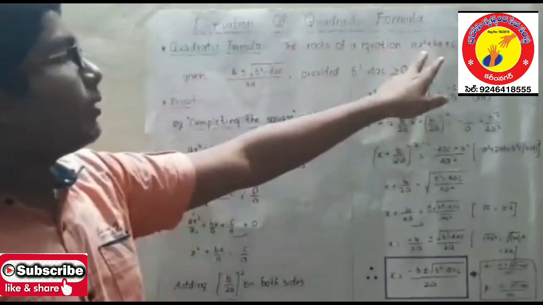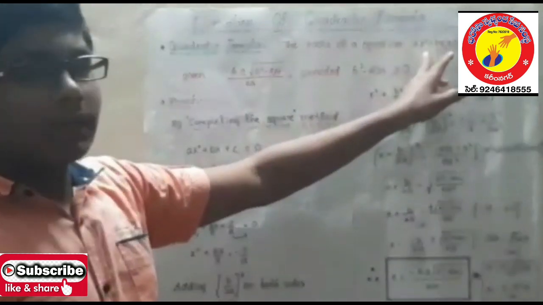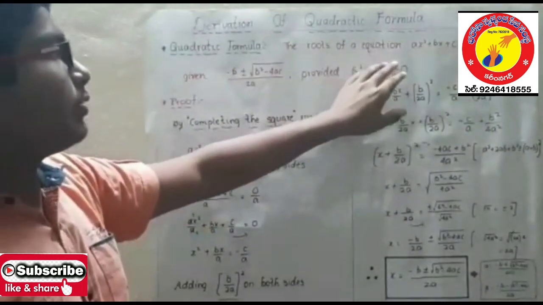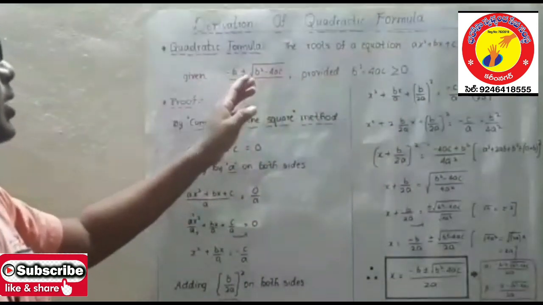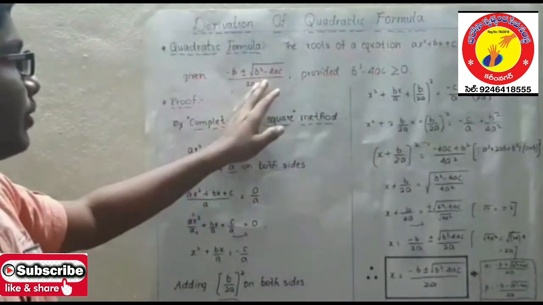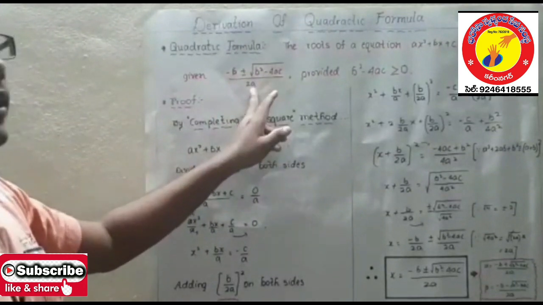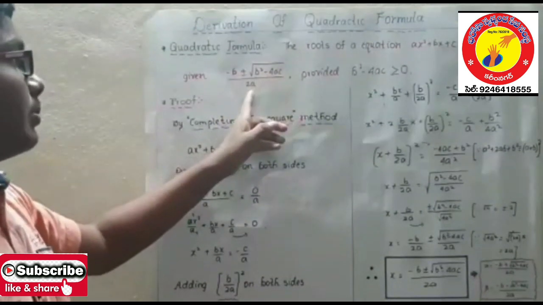Here a should not be equal to 0, because if a is equal to 0, the whole x square term will become 0, then it will become a linear equation, but we require a quadratic equation. So the roots are given by this formula, that is minus b plus or minus. Here two roots are there. For the first root we take minus b plus under root b square minus 4ac by 2a. For the other root we take minus b minus under root b square minus 4ac by 2a.